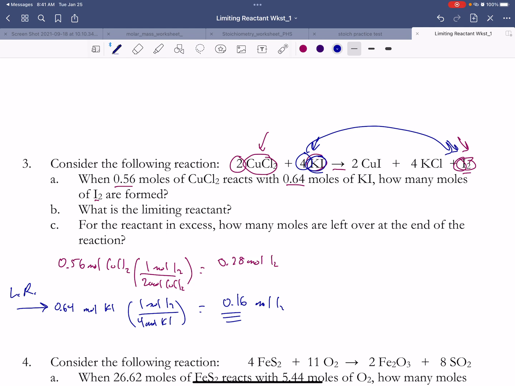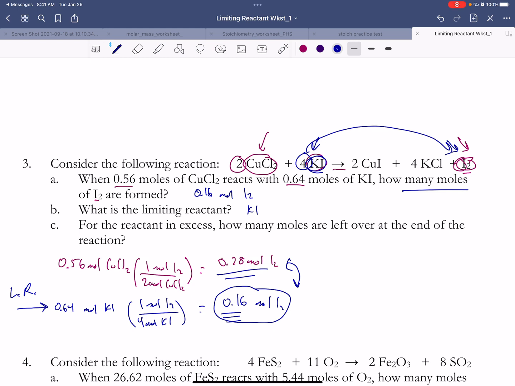So let's just finish up with A, I suppose. How many moles of iodine are formed? Well, we can only make 0.16 moles of it, right? That's all we can make because that's the smallest amount. We're going to run out of potassium iodide after that. It would be great if we could make 0.28, but we don't have enough. So what's the limiting reactant? This would be the potassium iodide. Again, because you compare these amounts, and the one that makes the least must be the one that you run out of first. Logically, right?